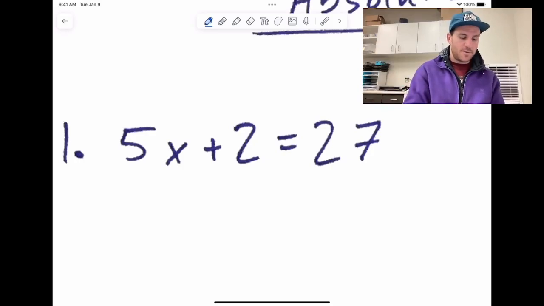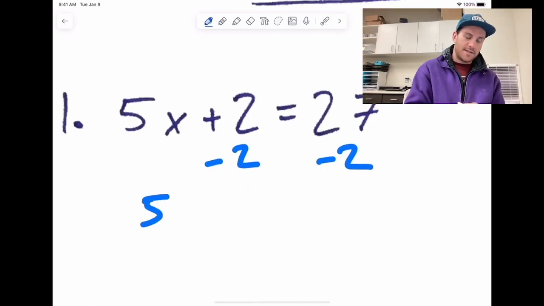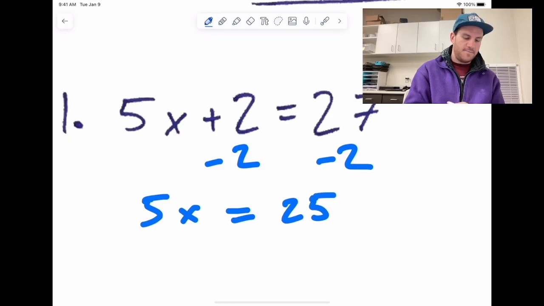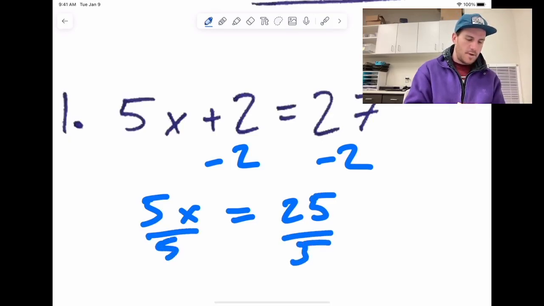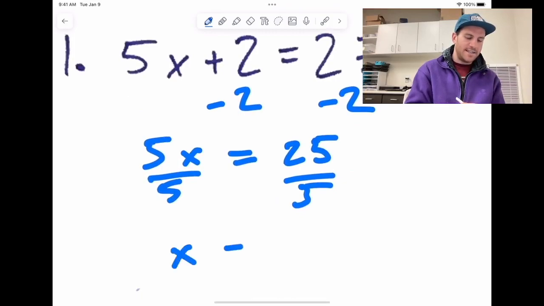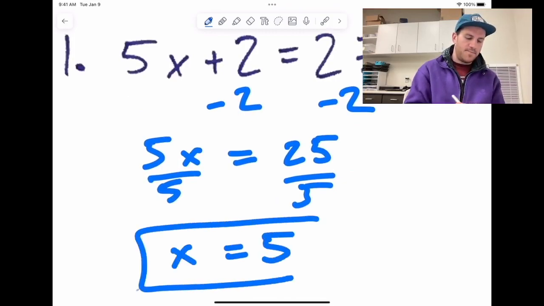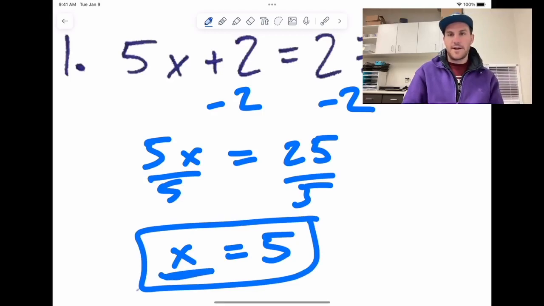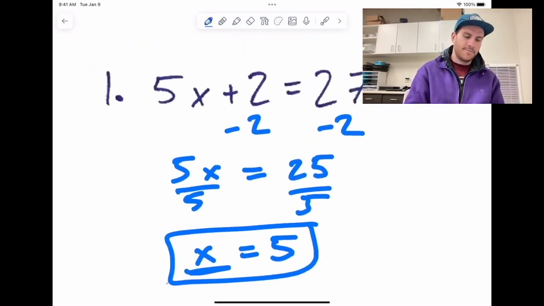Okay, so for example, you would subtract 2 from both sides, right? That would give you 5x is equal to 25. And then we could divide by 5 on both sides, and that will give us that x is equal to 5. Okay? We've isolated the variable. We're getting it alone.